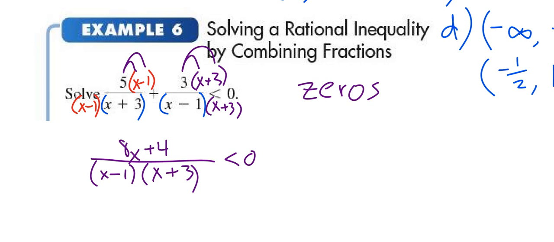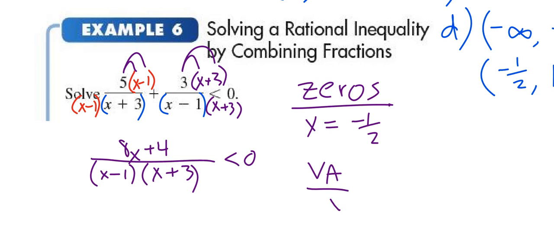What are my zeros? Hopefully you got 8x plus 4 in the numerator. X equals negative 1/2, right? Because you set the factor equal to 0 and solve. What are my vertical asymptotes? Negative 3 and x equals 1.